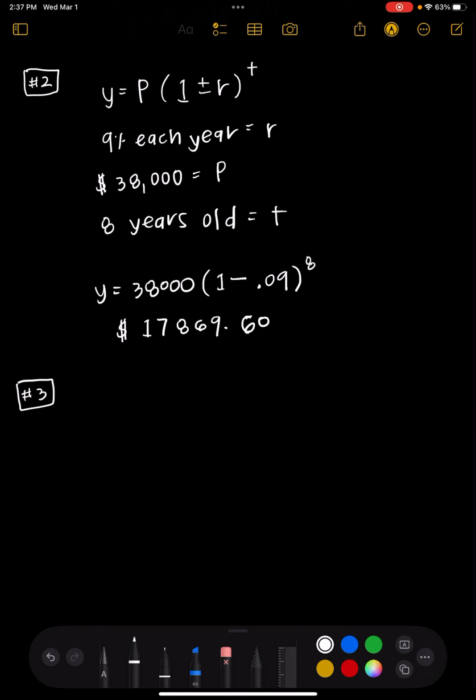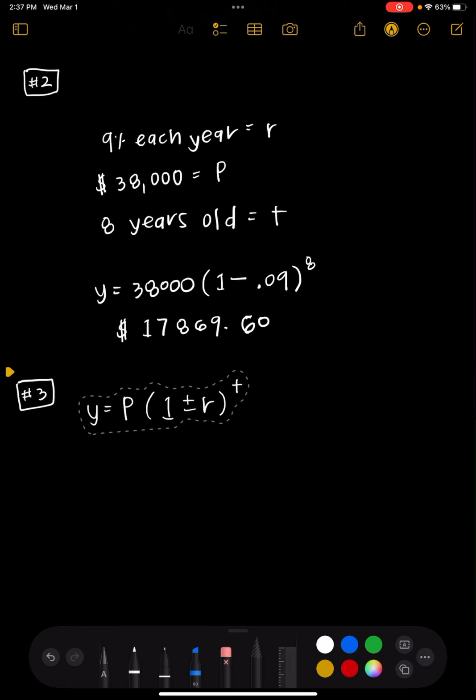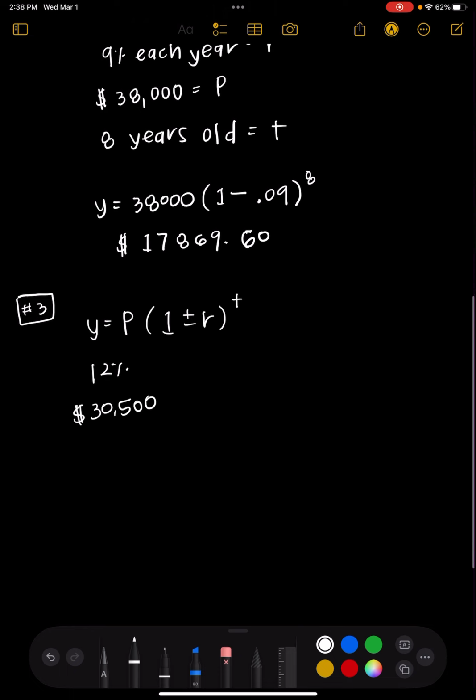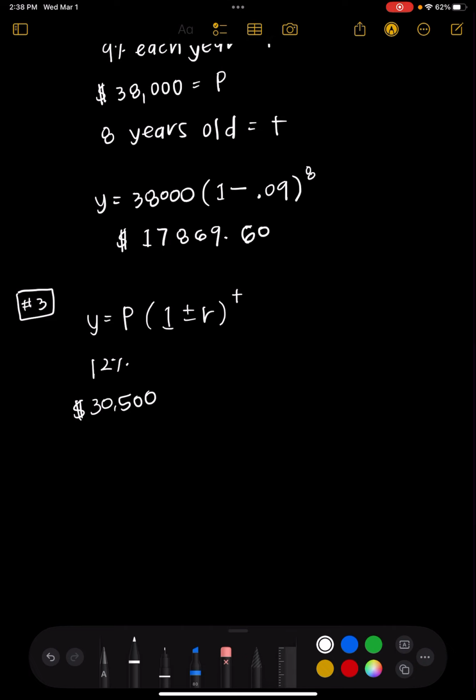And once again, I'm going to pull down this equation so we can keep on using it. Okay, so the third example says, a philanthropist pledges to donate 12% of a fund each year. If the fund has $30,500 in it in 2020, how much will the fund have in 2031?